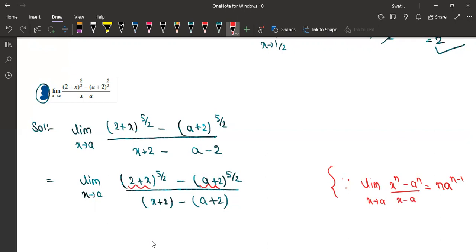So using this formula, where treating 2 plus x as the single x and a plus 2 as a single a of this formula, we can write down n into a. What is n? N is this 5 by 2, the power. What is a here? A is not just a, but a plus 2, right? Raised to n minus 1. So 5 by 2 minus 1. So what this will become? 5 by 2 as it is. This is a plus 2. And here if I take LCM, this will become 5 minus 2 by 2, that is 3 by 2. So yes, that is the answer. And now we can move to the next question.